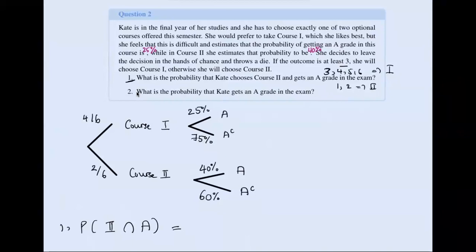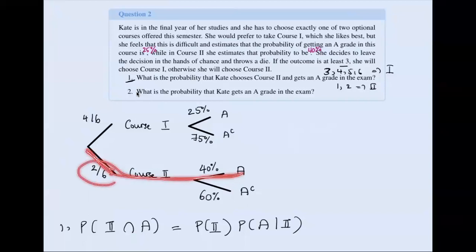If we use the multiplicative law, it will give us the probability that Kate takes course 2 multiplied by the probability that she gets an A, given that she takes course 2. In the tree diagram, we see that 2 and A is indicated by this path. So you can just take the probability in each branch on that path and multiply them together. But in terms of notation, this is how you should write it out.